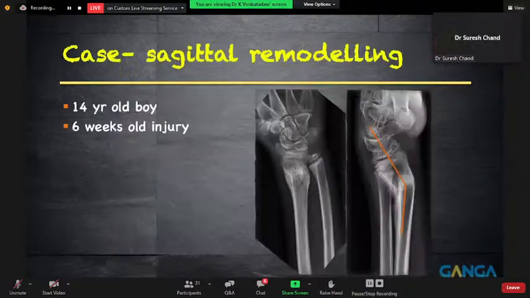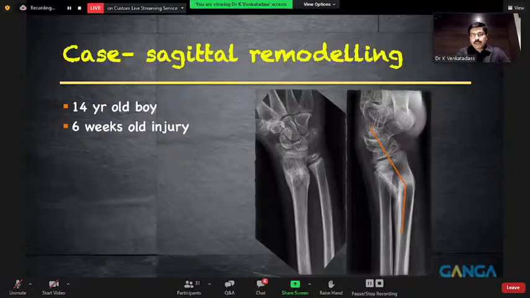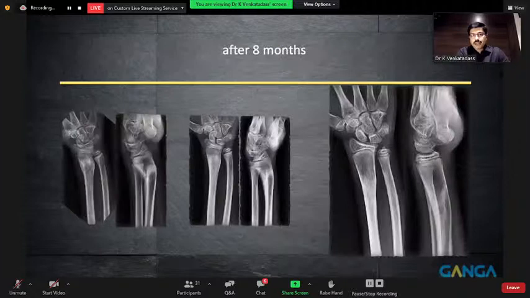This is yet another case to show the sagittal plane remodeling. This is a 14-year-old boy who presented to us 6 weeks after his injury. Initially, he was treated with an oil bandage elsewhere. We measured the angle of angulation, and it was about 26 degrees in this patient. We decided to wait and watch, and over a period of 8 months, you can see, this is the typical period of adolescent growth spurt. Within 8 months, the deformity of 26 degrees completely remodeled.